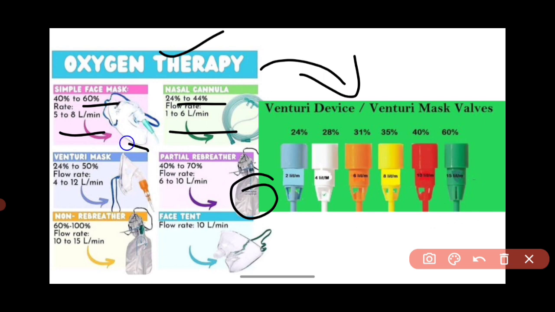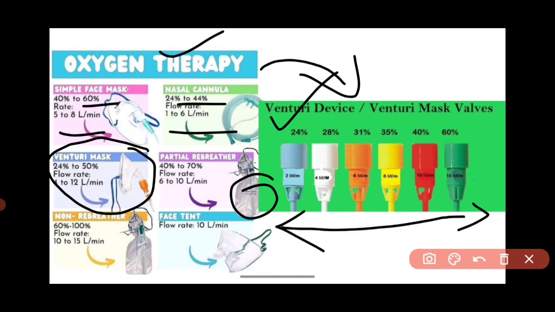Venturi mask is the accurate method of administering oxygen to the patient. Here you can see the detailed explanation. In the Venturi mask there are different color codes. For example, gray means it delivers 24 percentage of oxygen or 2 liters of oxygen. White means 28 percentage of oxygen, 4 liters of oxygen, and 31 percentage and 6 liters in orange. Here everything is accurate in the Venturi mask. They have given the percentage of oxygen going to be delivered to the patient as well as the liters of oxygen going to be delivered to the patient.